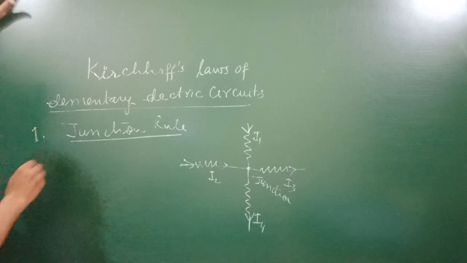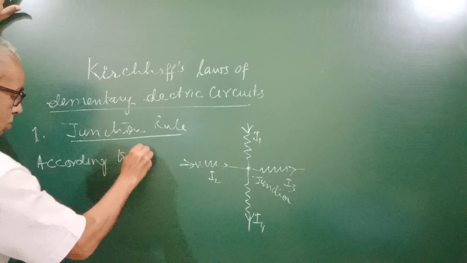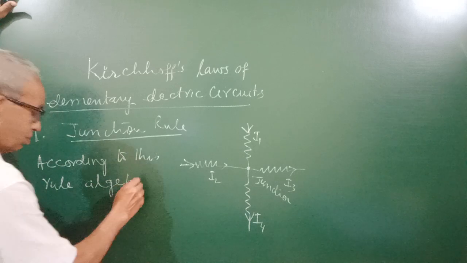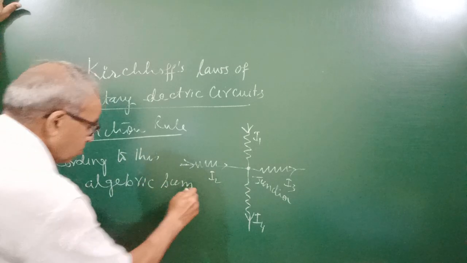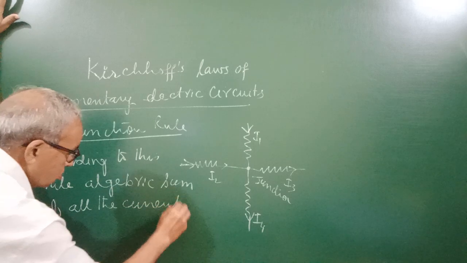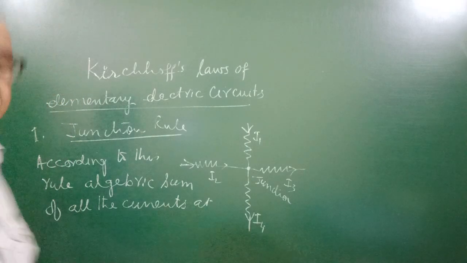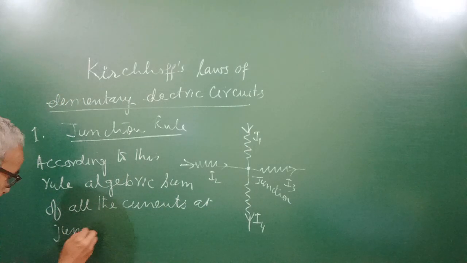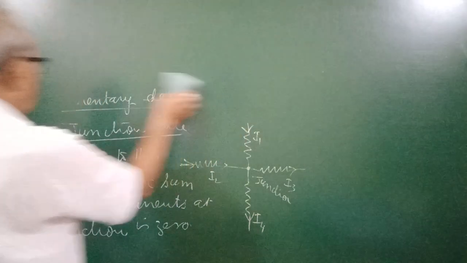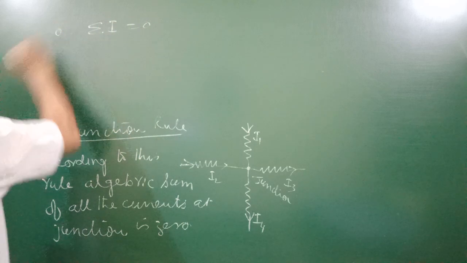So according to this rule, the algebraic sum of all the currents at any junction is zero. That is, summation I equals 0.